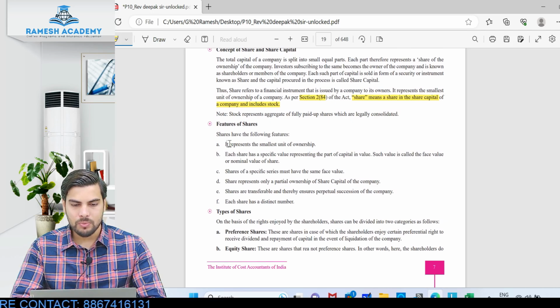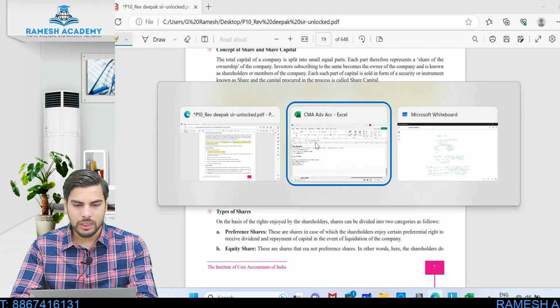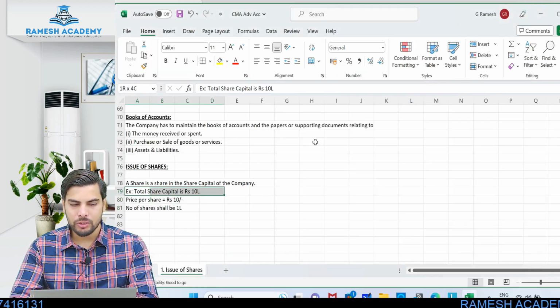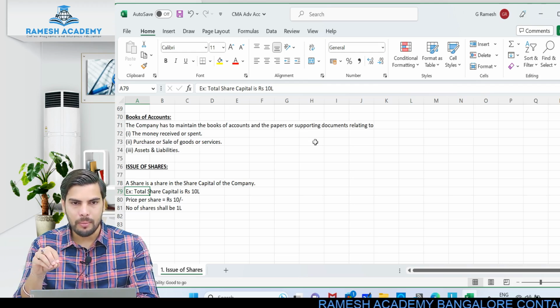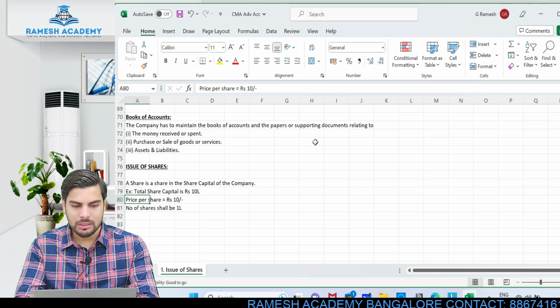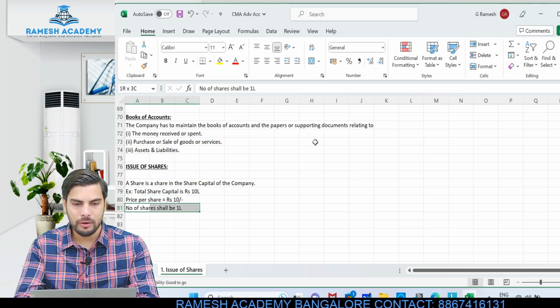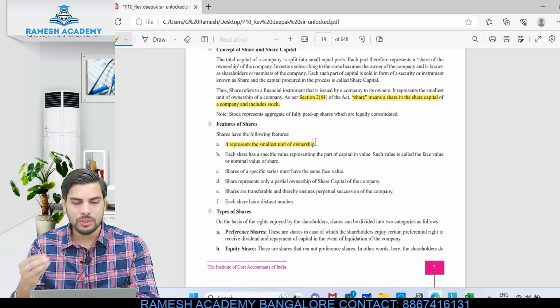It represents the smallest unit of ownership. Remember I told you this particular share capital of 10 lakh rupees will be divided into small units of 10 rupees, which would be called a share. So a share is basically a smaller unit in the total share capital. If the total share capital is 10 lakh rupees, how much is the least price? Look at this, the price per share is 10 rupees. So 1 lakh would be the number of shares. So these are nothing but the smallest unit.